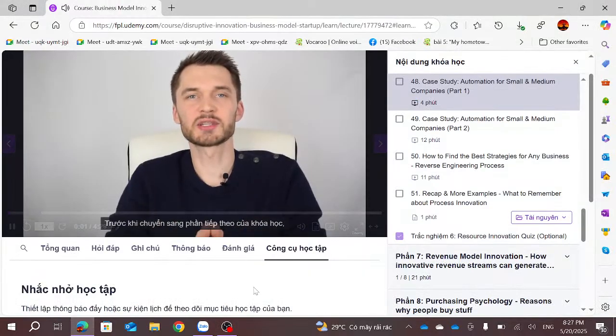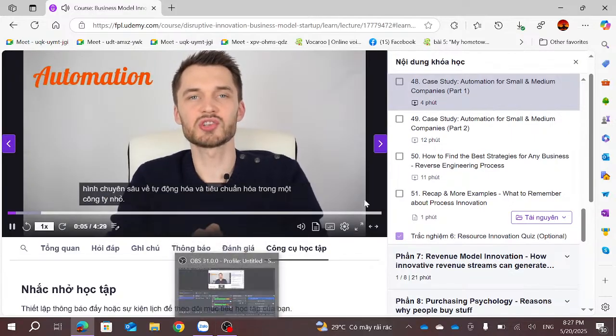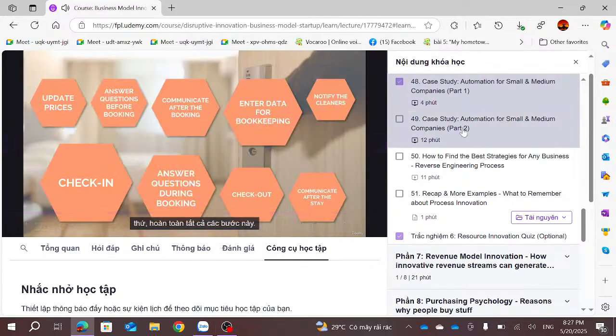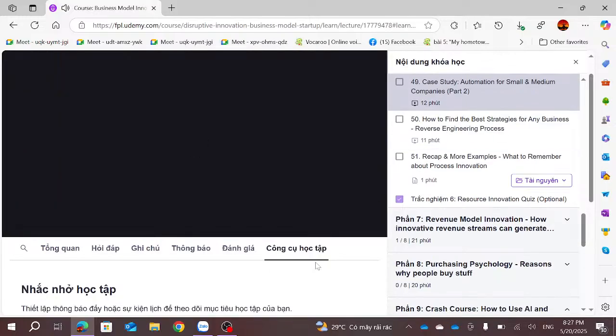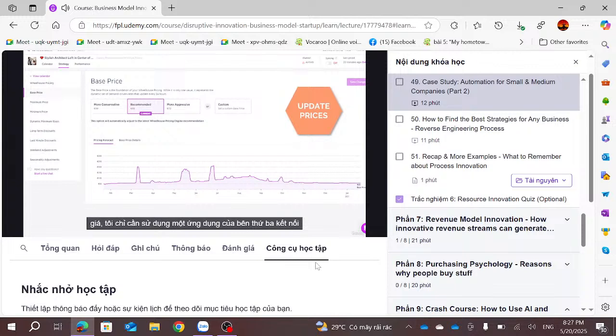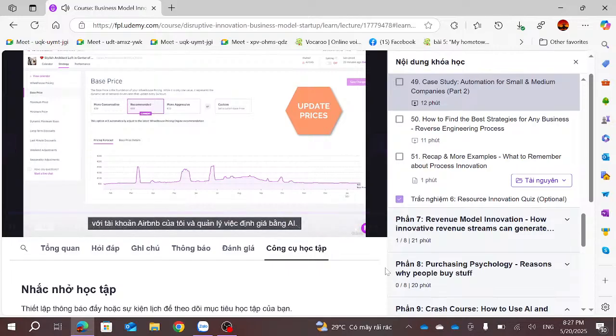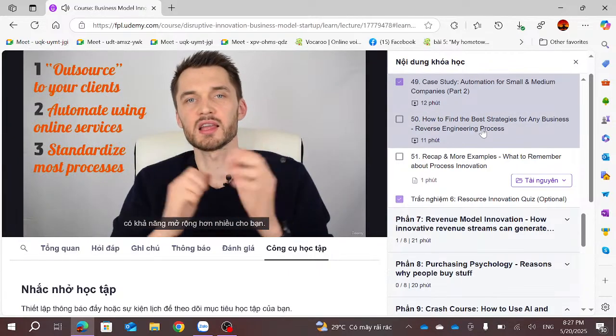Before we move on to the next part of the course, let's do an in-depth case study about automation and standard. Absolutely. For the pricing, I simply used a third-party application that connects to my Airbnb account and manages price for you.